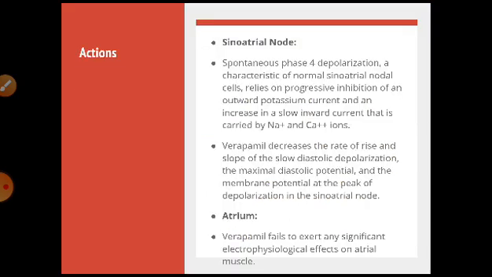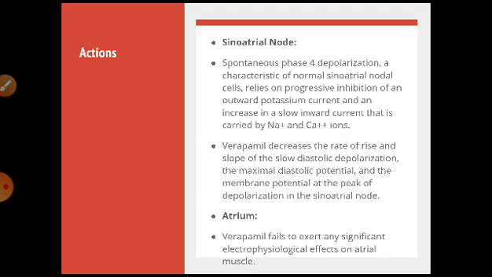What does it do on the SA node? SA node, spontaneous phase 4 depolarization, a characteristic of normal sinoatrial nodal cells, results from progressive inhibition of an outward potassium current and an increase in a slow inward current that is carried by sodium and potassium ions. Verapamil decreases the rate of rise and slope of the slow diastolic depolarization, the maximal diastolic potential and the membrane potential at the peak of depolarization in the sinoatrial node.